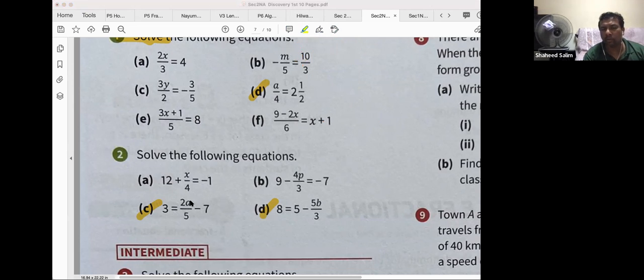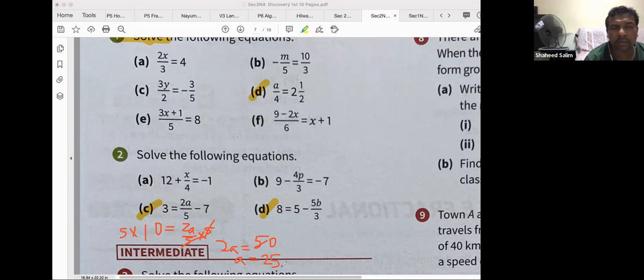So down here now, what to do? You bring the -7 over. So what do you get? You get 10, right? Down here you get 10. Why? -7 you bring over, becomes +7. Now 10. And then this is 2A over 5, right? So now you times by 5. When you times by 5, you cancel the 5. So you times 5 here, it becomes 50. So 2A equals 50. What is A? 50 divided by 2. A equals 25.